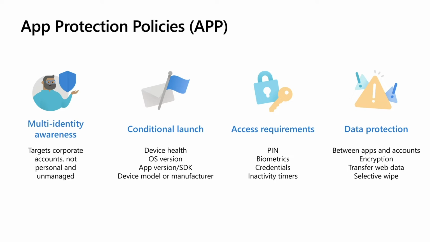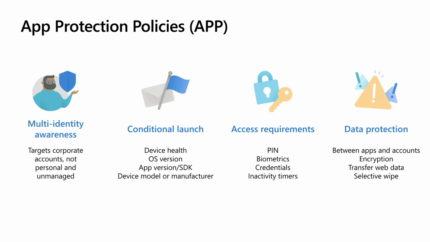The policy settings within an app protection policy can be broken down across three key verticals: conditional launch, access requirements, and data protection. Conditional launch allows us to evaluate the health of the device. And that's important because we may not be enrolling that particular device. We can evaluate whether that device is jailbroken or rooted. We can leverage a mobile threat defense partner to assign device risk. We can look at characteristics of the operating system, like its version. We can evaluate the Android patch level. We can look at the device model or manufacturer.